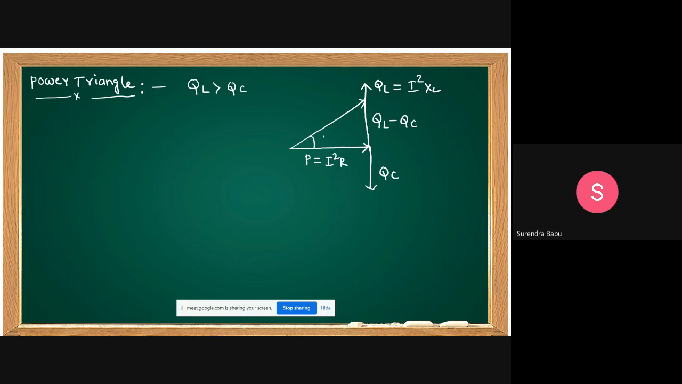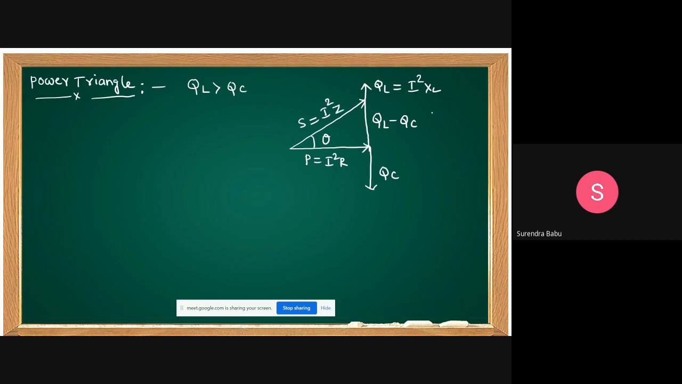In the power triangle, if QL is greater than QC, that is, inductive reactive power is greater than capacitive reactive power, then this is P, which equals I square into R. This is QL, and QL is I square into XL. And this is QC, less, that's why it is a small vector. Yes, friends. Then the resultant is this one, QL minus QC. And this is the theta. Then what is this one? S equal to I square into Z.